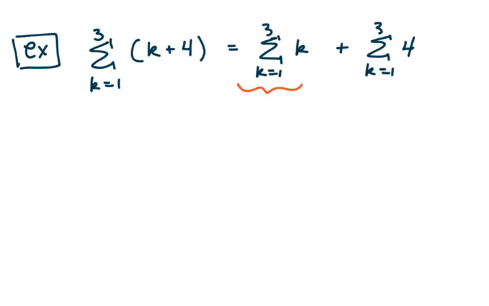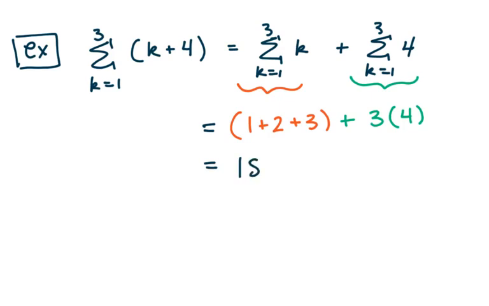Now this first sum, if I plug in 1 and then 2 and then 3, I would end up with 1 plus 2 plus 3. And the second sum, that's the sum of a constant. So sum of a constant, we have 3 terms, and it's just going to be 3 times that constant, which is 4. So in this situation, if we calculate that sum, we end up with 18. So I hope you have a better understanding of what a basic sum is. And you understand how the summation notation works.